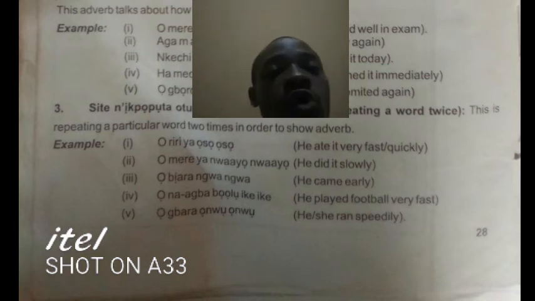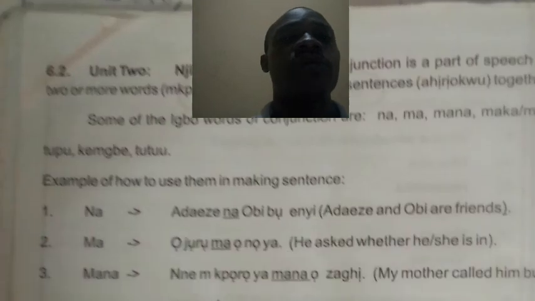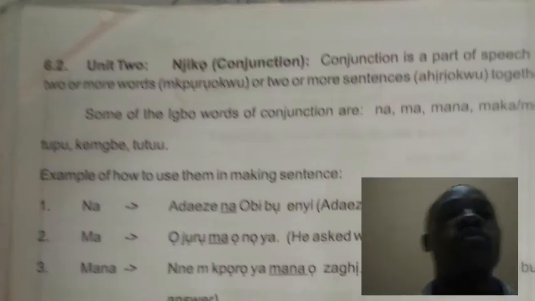The next one is o mere ya nwayọ nwayọ. He did it slowly. Ọ bịara ngwa ngwa. He came early. Ọ na-agba bọọlụ ike ike. He played football very fast. Ọ gbara ọnwụ ọnwụ. He or she ran speedily. So that is how you can translate adverb. You can use adverb adequately.